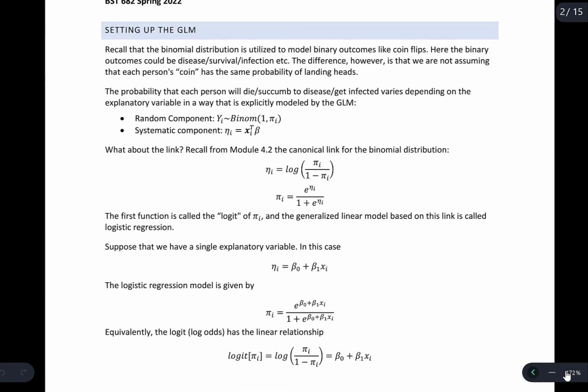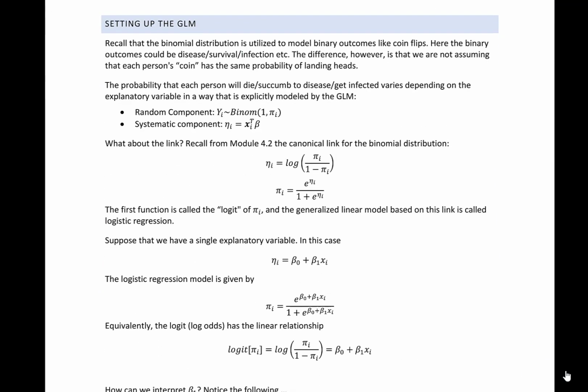So let's first look at how to set up the GLM. Recall that the binomial distribution is utilized to model binary outcomes like a coin flip. Here, the binary outcomes could be disease, survival, infection, etc. The difference, however, is that we're not assuming that each person's coin has the same probability of landing on heads. The probability that each person will die, succumb to disease, or get infected varies depending on the explanatory variable in a way that is explicitly modeled by the GLM.